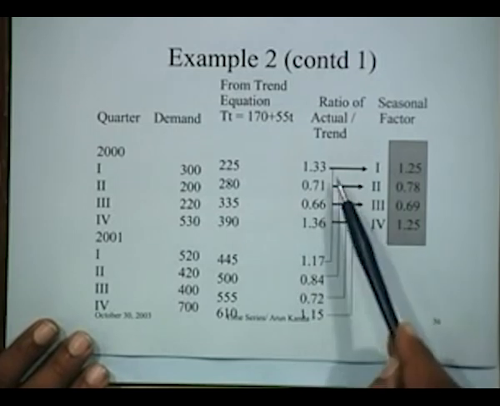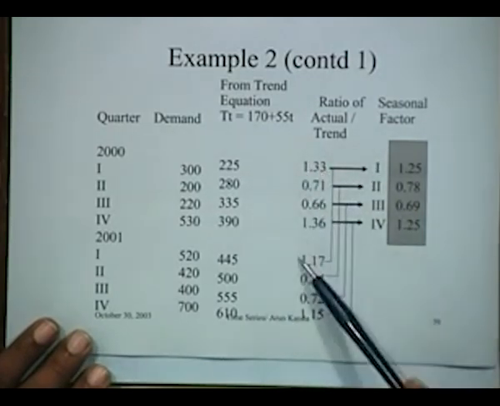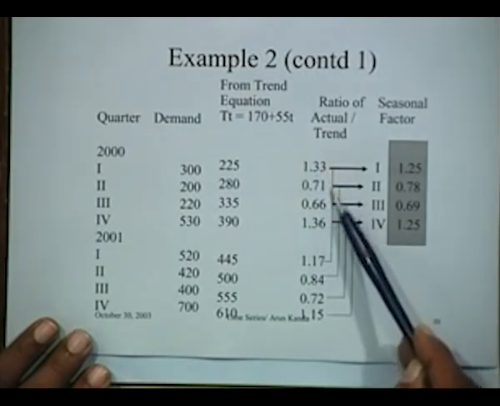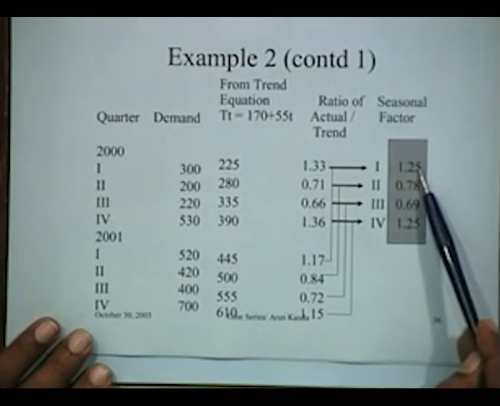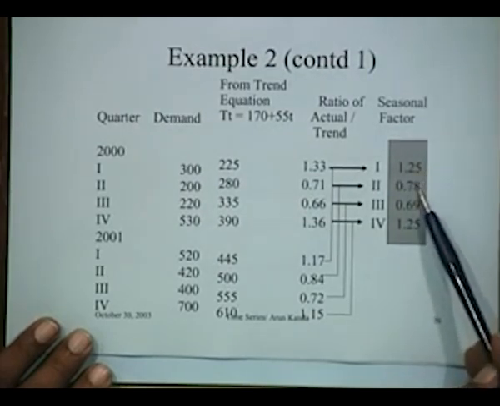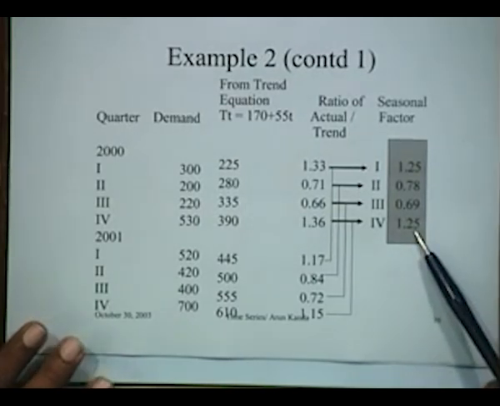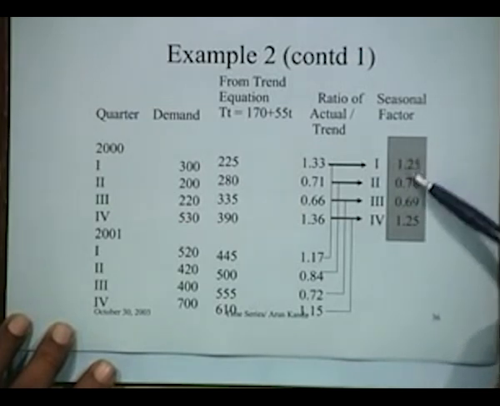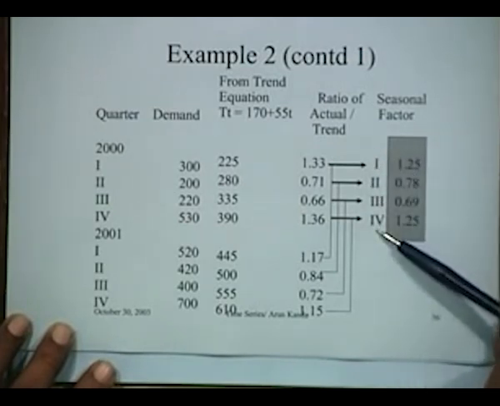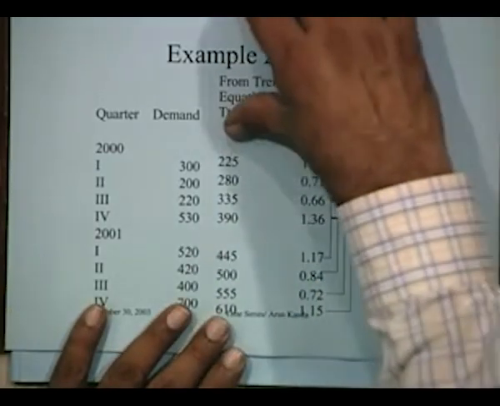So to calculate the seasonality factor for the 2-year horizon, we take the average of this. That means 1.33 and this particular value of 1.17, the average of this is 1.25, and then this is 0.78, this is 0.69, this is 1.25. So what we have ultimately established is the seasonality factors for each of the quarters. So the first quarter, second quarter, third quarter, fourth quarter, and this applies in each year. Now we can use this information to develop a forecast.